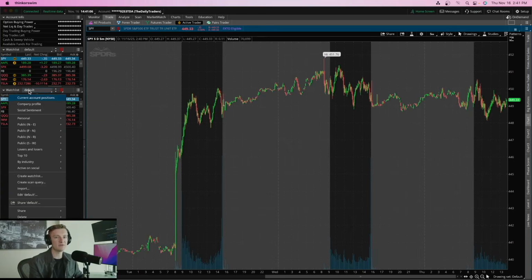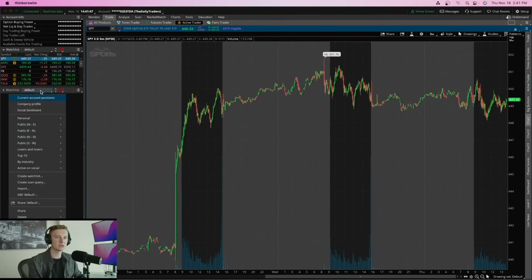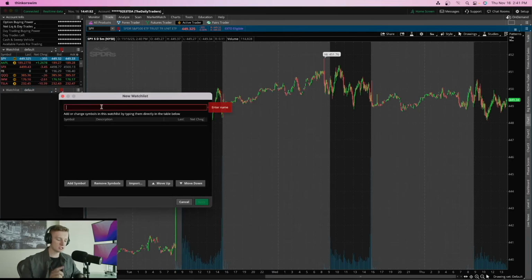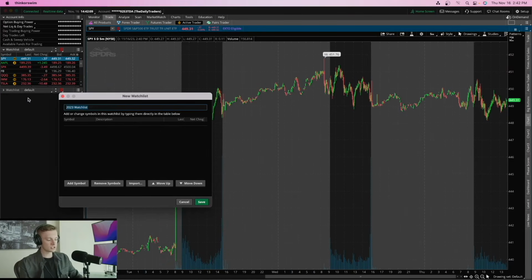Now, if you click on default, you've got personal, and then what I've done is I've gone about adding my watch lists. Now, what you can do to create your own watch list is just click on default, go down to create watch list, and the 2 watch lists I use are going to be 2023 watch list, okay? Go ahead and hit save. Since I already have one, it won't let me save it. And then the second watch list, you're gonna obviously just go back and do that one more time.